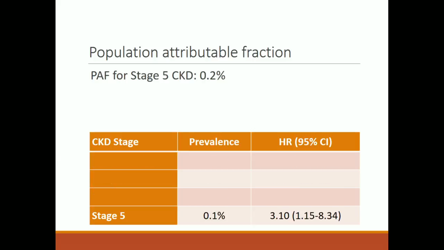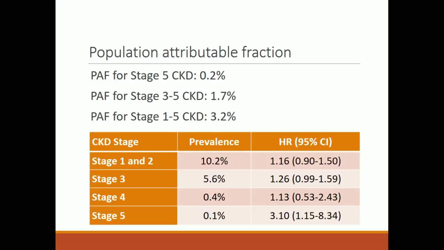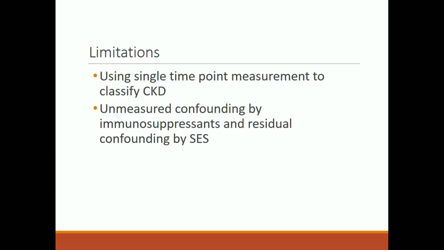If we just look at the point estimate of our analysis, if we only include the stage 5 disease, the prevalence and the hazard ratio, the population attributable fraction for stage 5 CKD to the overall TB burden was only 0.2%. But if we include stage 3 to stage 5 disease, then the population attributable fraction increased to 1.7%. Assuming all the hazard ratios are causal and correct, stage 1 to 5 CKD contributed to more than 3% of TB burden. So, some limitations of our study.